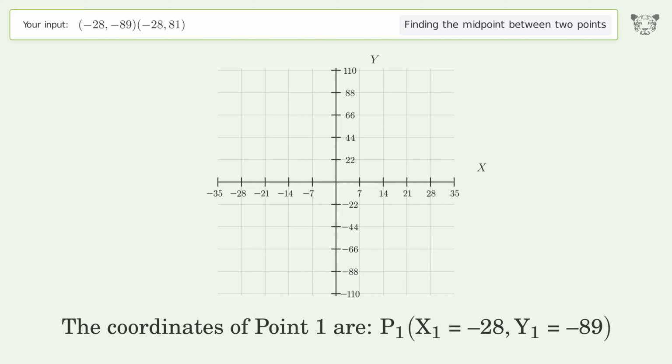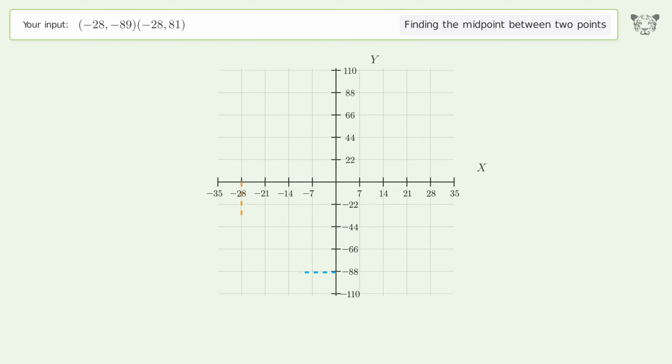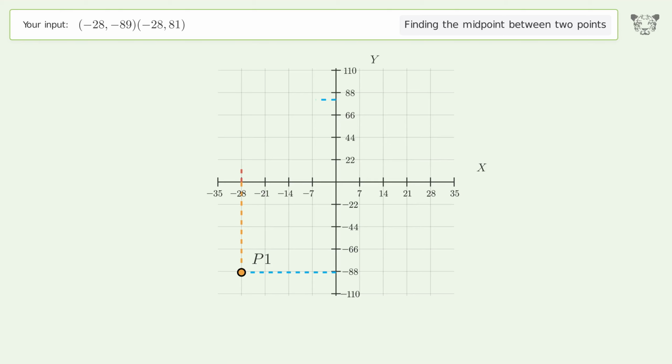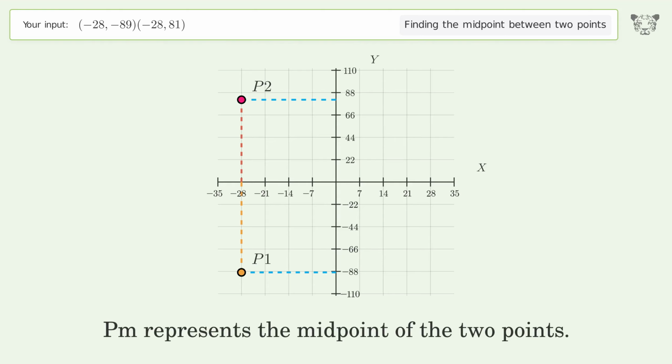The coordinates of point 1 are x1 equals negative 28, y1 equals negative 89. The coordinates of point 2 are x2 equals negative 28, y2 equals 81. PM represents the midpoint of the two points.